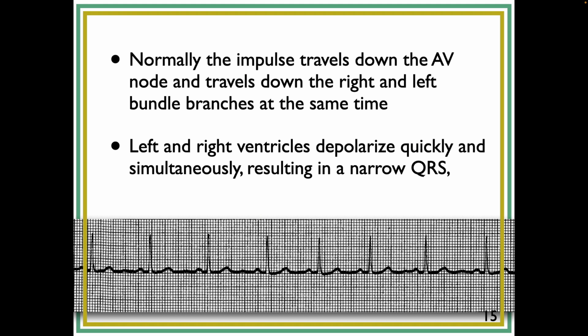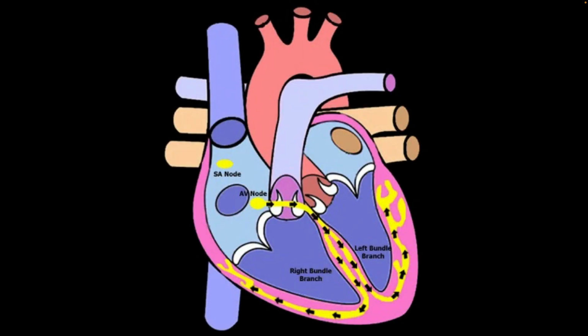So, normally the impulse travels down the AV node, travels down the right and left bundle branches at the same time, and in a healthy heart, the left and right ventricles depolarize quickly and simultaneously, resulting in a narrow QRS. When we see this R wave, that's the left ventricle and the right ventricle depolarizing at the same time. Okay, but then what can happen, so here's the left bundle branch, here's the right bundle branch.